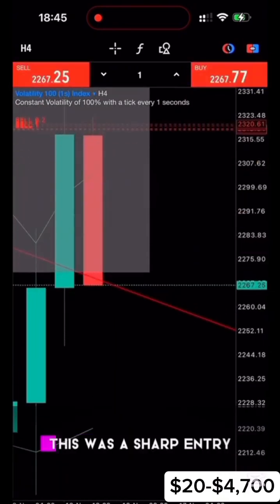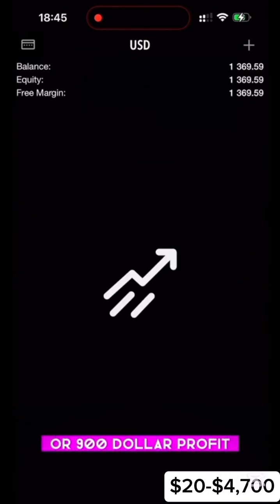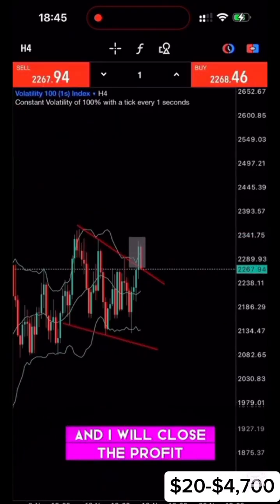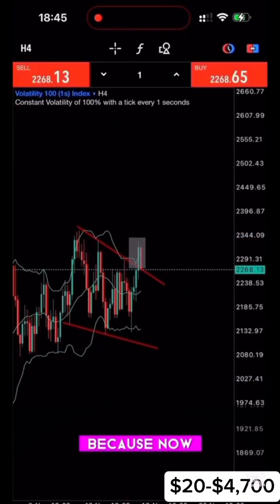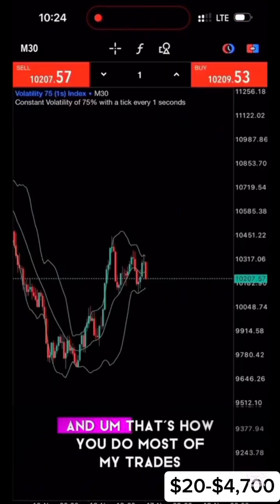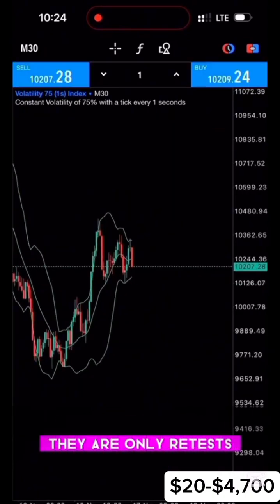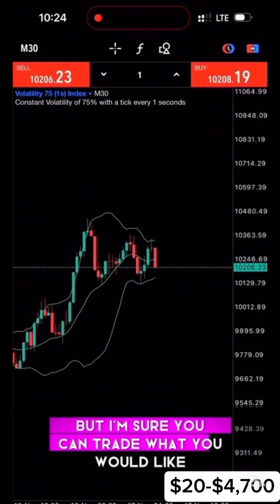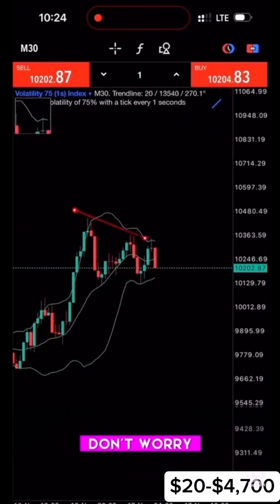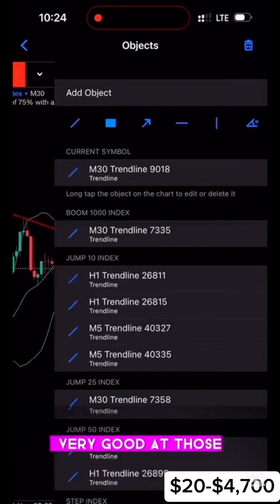So as you can see, this was a sharp entry, the sharpest as possible, on $900 profit, and I will close the profit because now I have finished the retest which I was trading. That's how I do most of my trades. They are only retests, but I'm sure you can trade what you'd like. Don't try to copy me. I only like to trade retests because I'm very good at those.